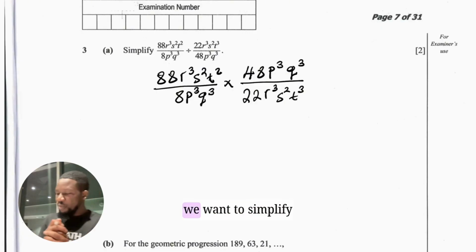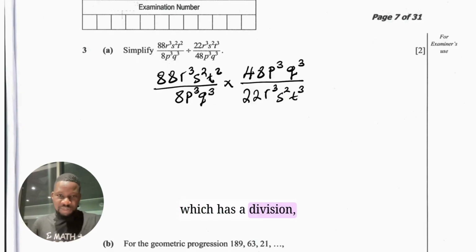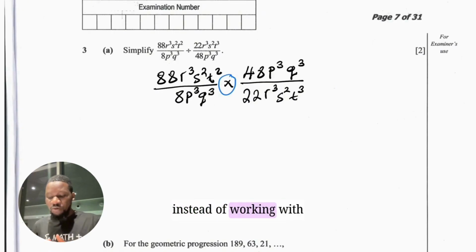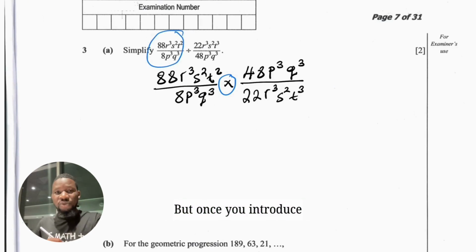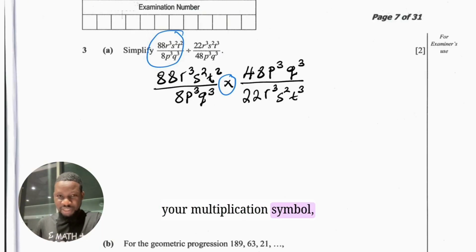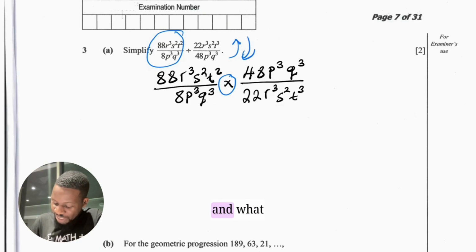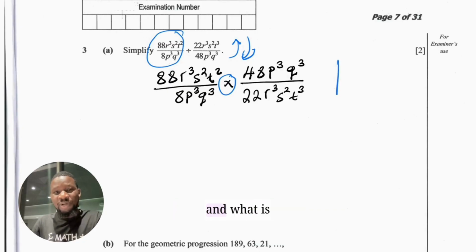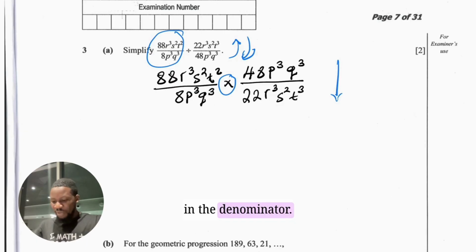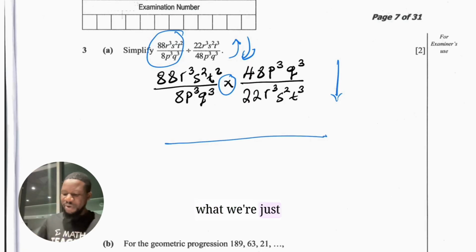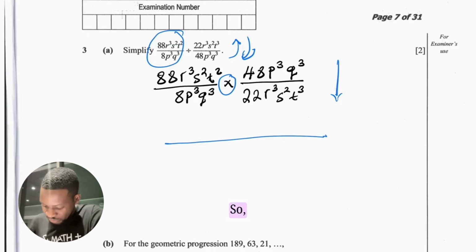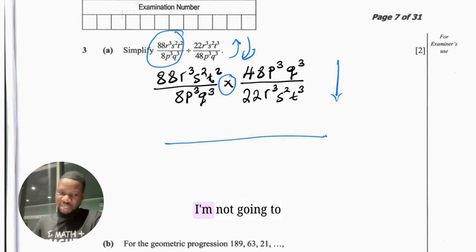All right, so in this problem, we want to simplify this expression, which has a division, right? So what we can do, instead of working with a division, we introduce the multiplication symbol. But once you introduce your multiplication symbol, you keep what is on the left, and what you are dividing by, you multiply by the reciprocal, right? So what is in the denominator goes in the numerator, and what is in the numerator goes in the denominator. So you have this expression here. Okay? Now, what we're just going to do here, we're just going to do the cancellation. So we are going to have a fraction here, right? I'm not going to expand them.